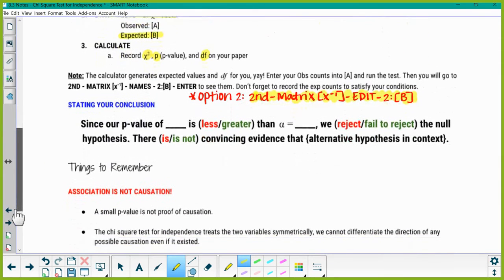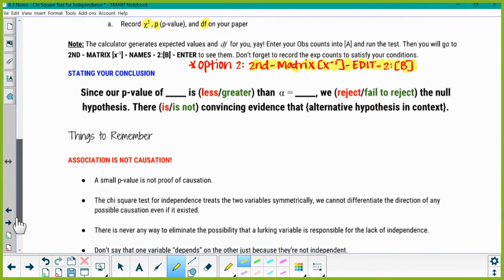And the conclusion is the same as it has always been for any hypothesis tests we've done so far. Since our p-value of whatever your p-value is, is less or greater, we either reject or fail to reject the null. There is or is not convincing evidence that, and again, a brief reminder, we are talking about the alternative hypothesis in context.